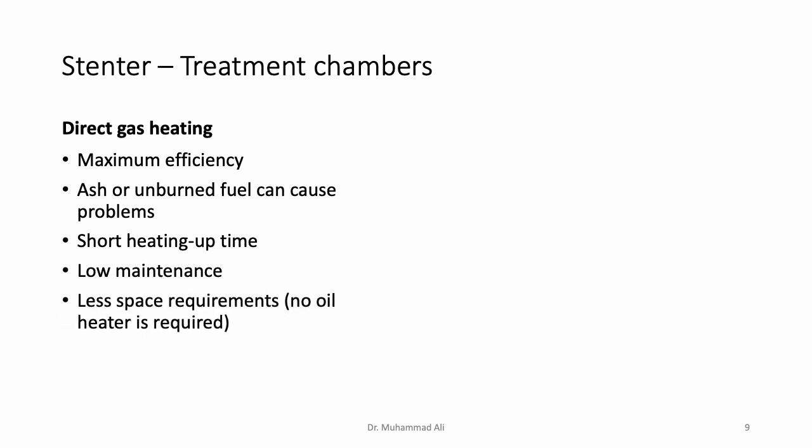Less space requirement compared to thermic oil heating because, as mentioned in the previous slide, in a thermic oil heating system, you need a separate oil boiler and then all that piping that is required to feed the oil to the Stenter and then take the oil back to the boiler from the Stenter. So in that sense, because there is no oil boiler present, it's just these burners that are installed in the treatment chambers. So you can say that less space is required.